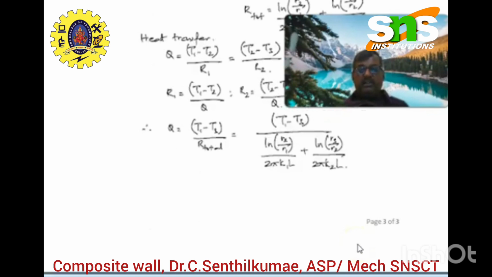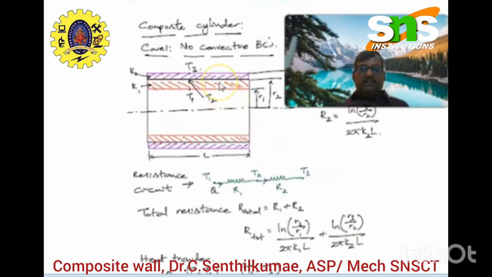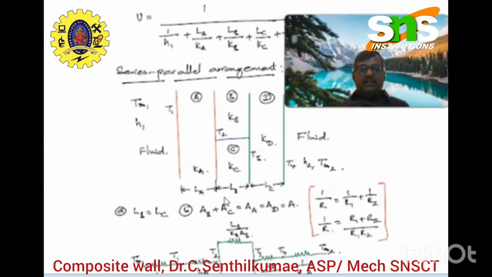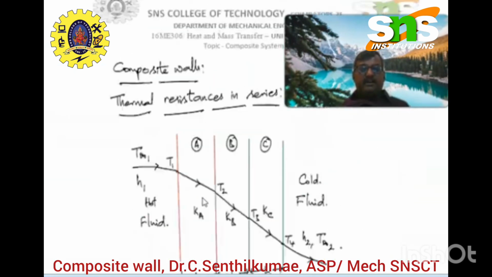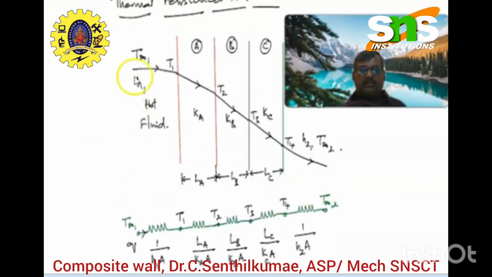So this is the thermal resistance and heat transfer equation for the cylindrical surface of a composite. Earlier we had seen the series connection and parallel connection arrangements and thermal resistance diagrams, and we have seen the thermal resistance in series connection also in the diagram. So with this I conclude my lecture. Anything else you can see in the future class. Thank you.